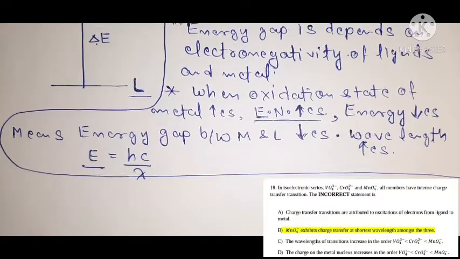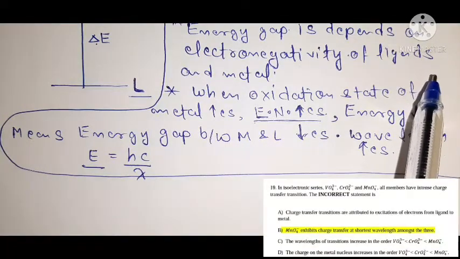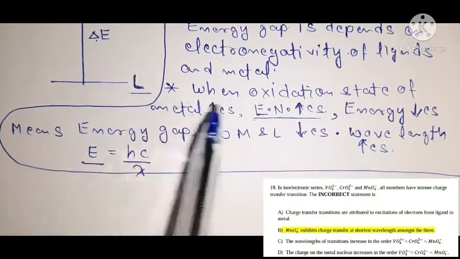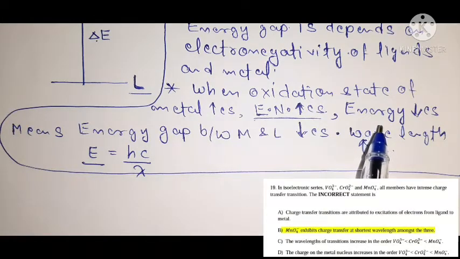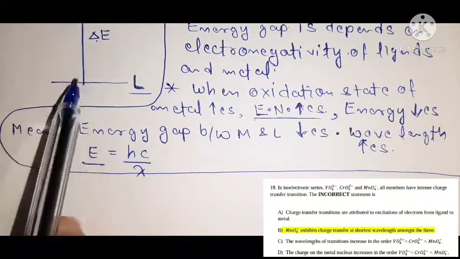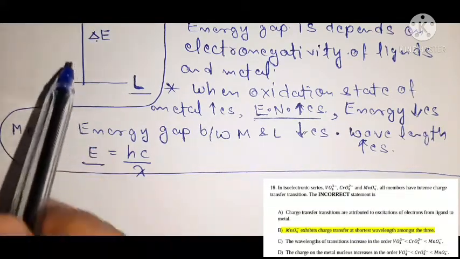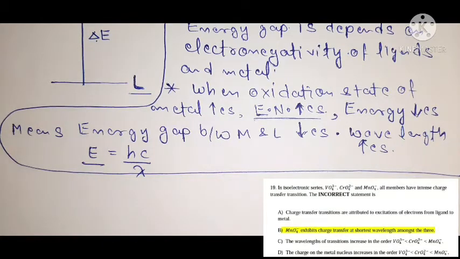Now see once again, the energy gap depends on the electronegativity of ligands and metal. Oxidation state increase means electronegativity increases, which means energy decreases, and when energy decreases, the energy gap will also decrease, and when this energy gap decreases, the wavelength increases.